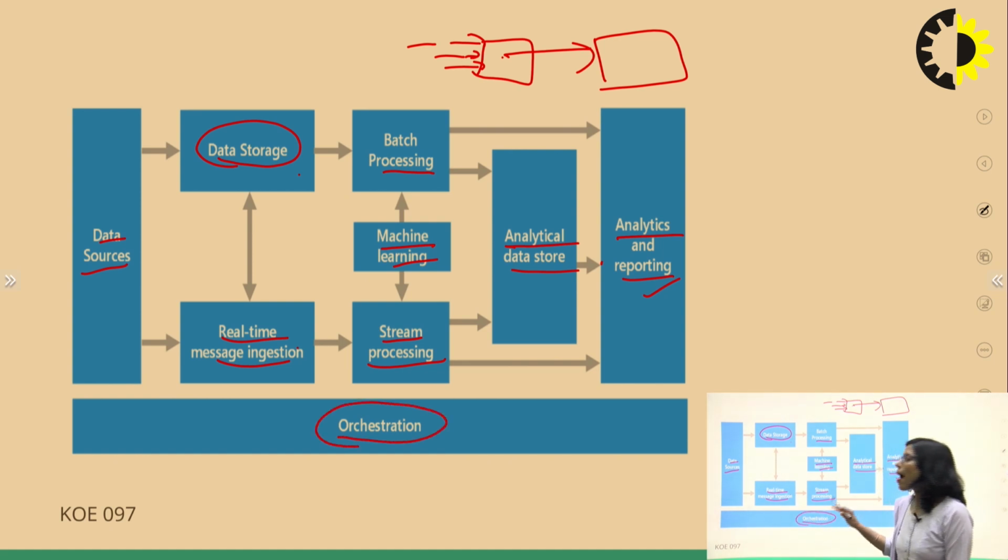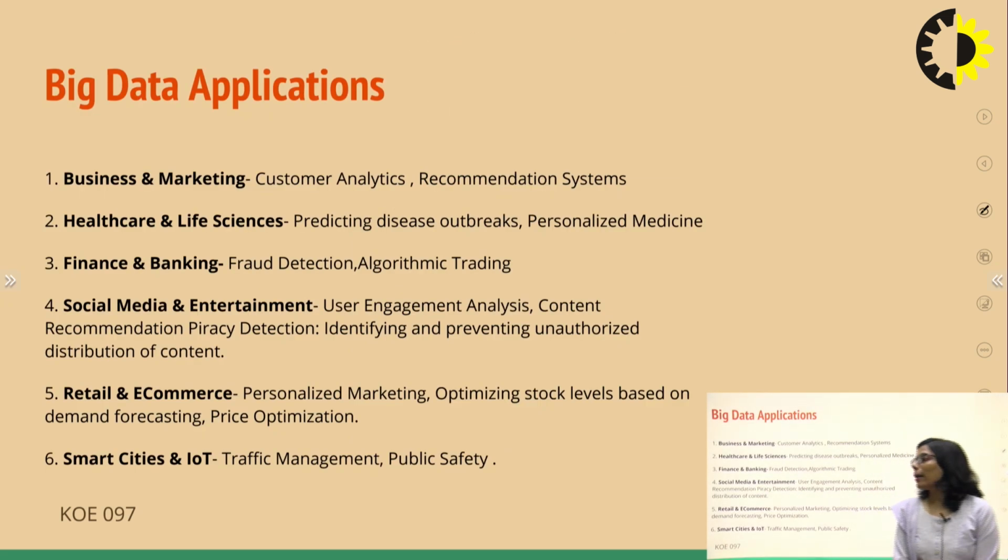Orchestration is basically managing the whole workflow. The purpose of orchestration is to manage the whole flow of information that is happening across the big data architecture. Next, these are the big data applications that we are using. First is business and marketing. Here, businesses heavily use big data applications to analyze customers and also to recommend to our system. We can see that whatever we are browsing on Google, we get corresponding ads for it. So, recommendation and customer analytics is a very important application of big data.